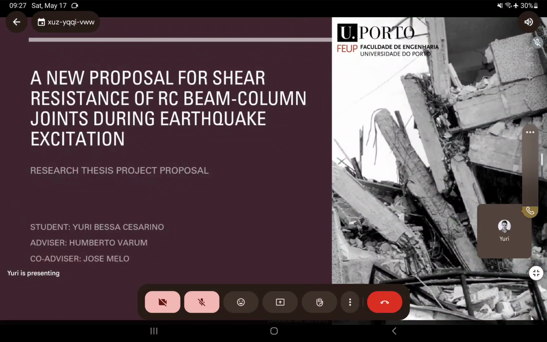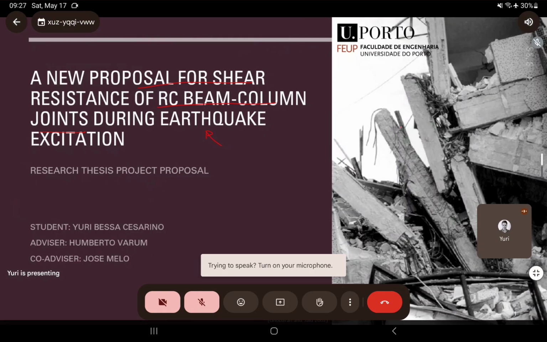So, today we're going to talk a little bit about my PhD research topic, which is related to the job that I've been doing here. Okay. So, today I would like to talk to you about a new proposal for shear resistance in reinforced concrete beam column joints. Okay. This is just related to earthquake loading, as you can see from here. Okay, my name is Yuri, and today we're going to go through this journey.